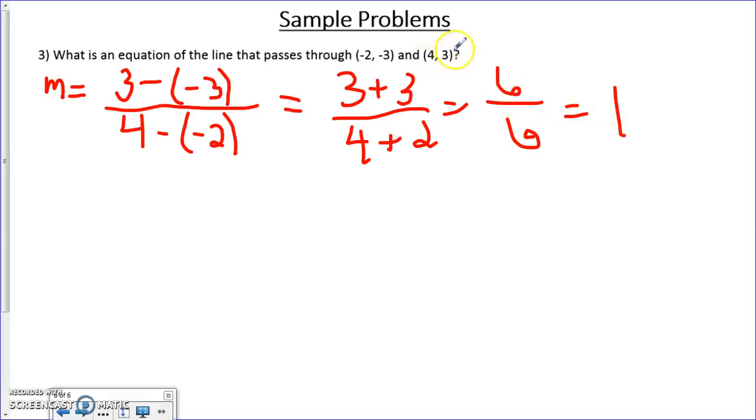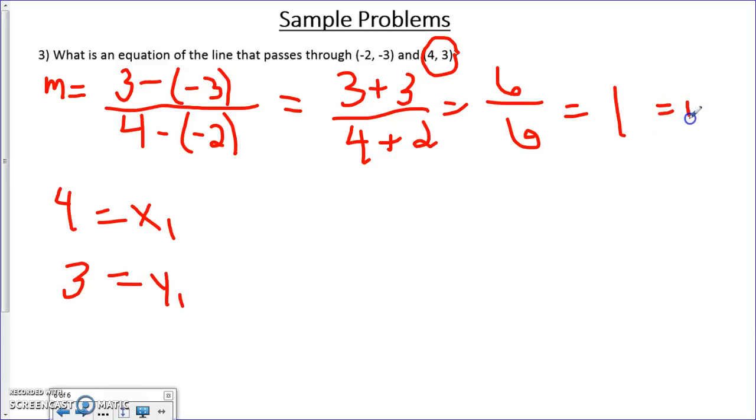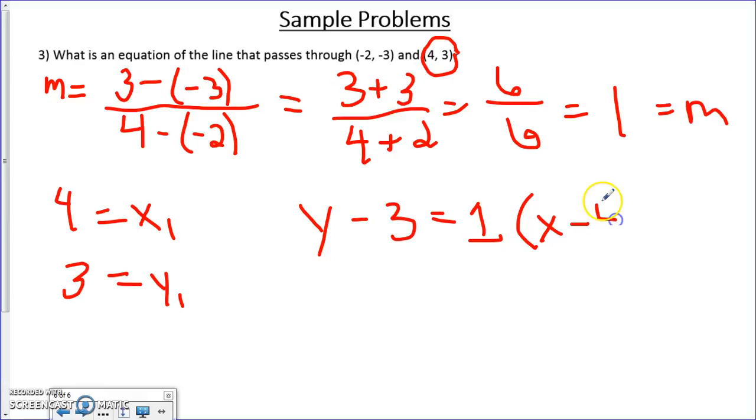We're going to use one of the points. I'm going to use 4, 3. So 4 is equal to x1. 3 is equal to y1. And this is m. 1 is m. So we're just going to substitute it into y minus y1. So y minus 3 equals m, which is 1, times x minus x1, which is 4.